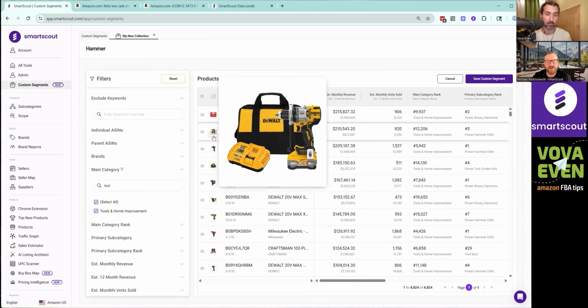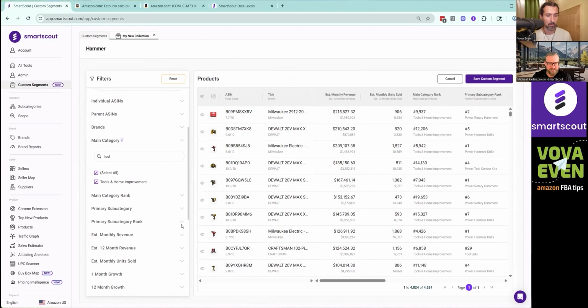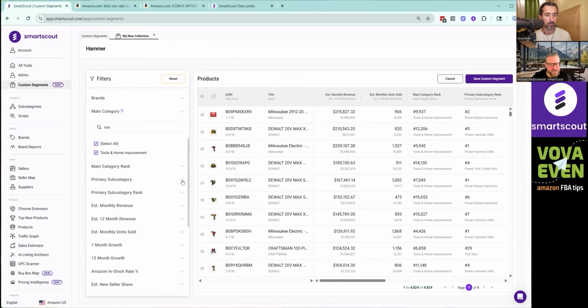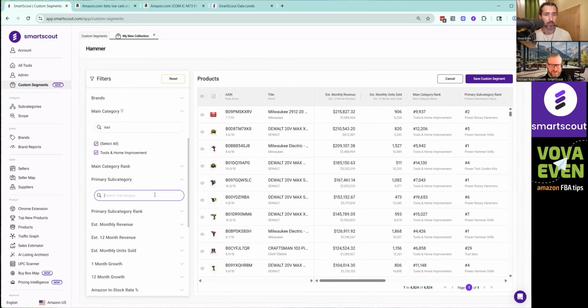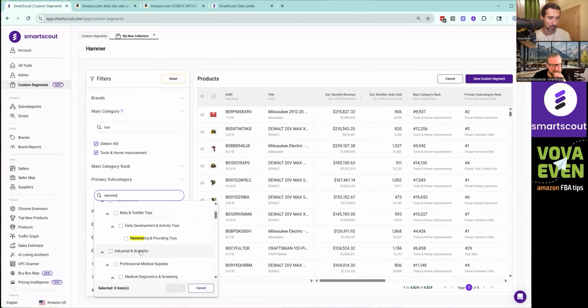A pneumatic hammer. You're talking about, of course, a manual hammer, right? Yeah, that's what I'm thinking about. So I don't know what the actual subcategory for that would be. Would it just be hammers? Well, or otherwise we can do metal hammer or something like that. Or there we see jewelry hammers. Hammers and pounding toys, arts and crafts.